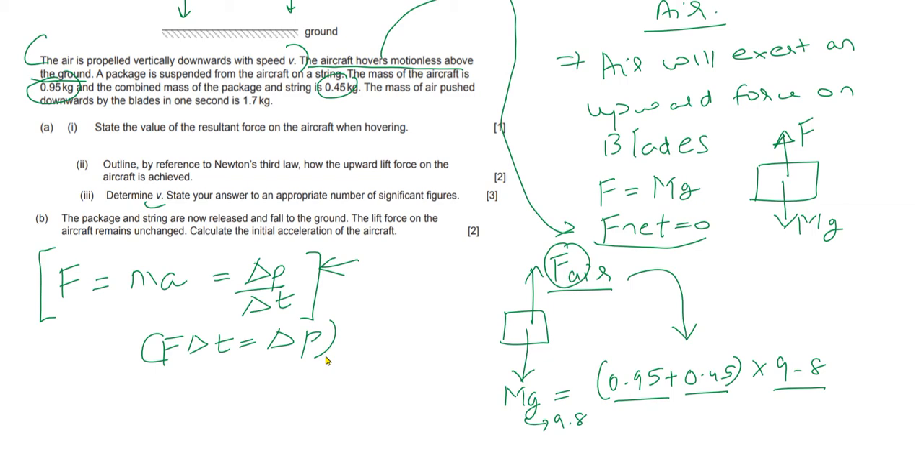I'm getting it to be 13.72. Okay, so 13.72 newtons is your value. Which means the force applied by the air on the blades is equal to 13.72 newtons. Now after this, using this, we have to figure out the value of V.